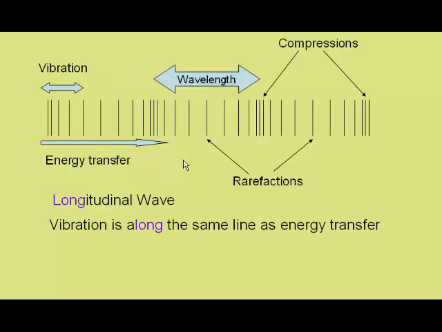The wavelength of a longitudinal wave goes from the center of one compression to the center of the next compression, or it could also go from the center of a rarefaction to the center of the next rarefaction. Sound waves are examples of longitudinal waves. In a sound wave, the air particles or the water particles or solid particles that the sound is travelling through will vibrate back and forth in the same direction as the energy is being transferred.